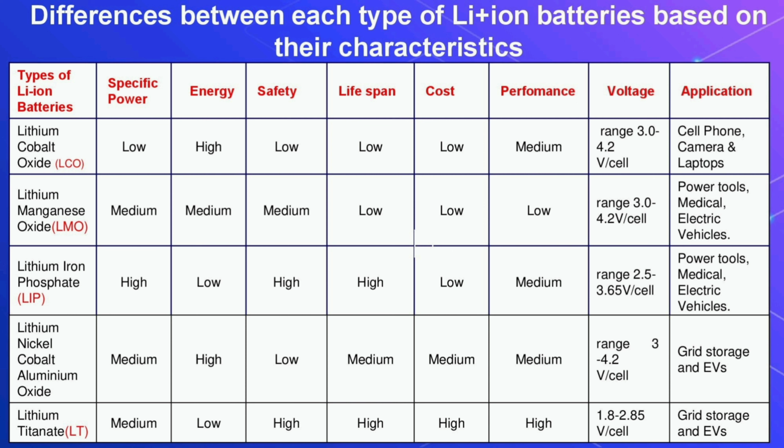The last one is lithium titanate, and its operating range is 1.8 to 2.85 volts per cell. The applications are grid storage and electric vehicles.